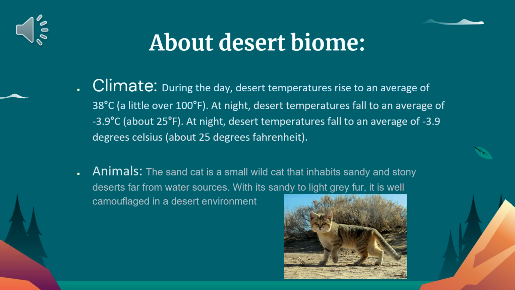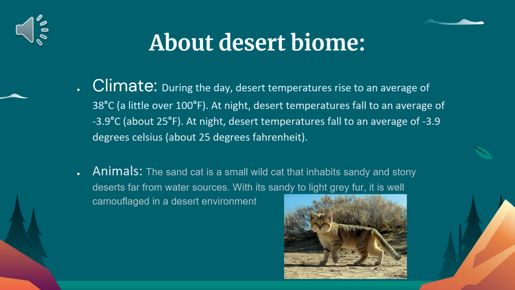Now, the second thing is the climate of the desert biome. During the day, desert temperature rises to an average of 38 Celsius, a little over 100 Fahrenheit. At night, desert temperature falls to an average of negative 3.9 Celsius, about 25 Fahrenheit.